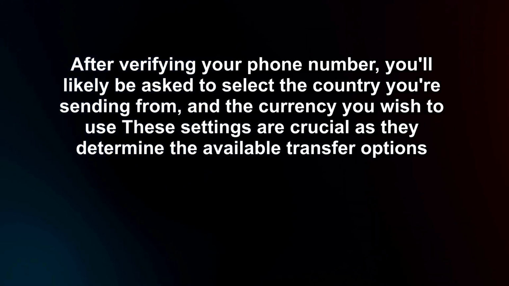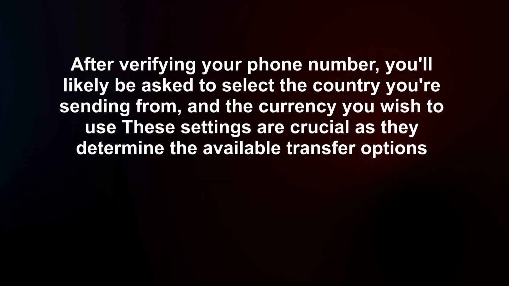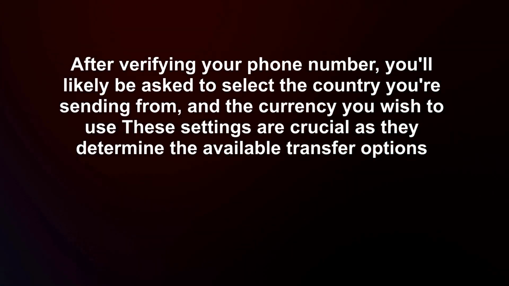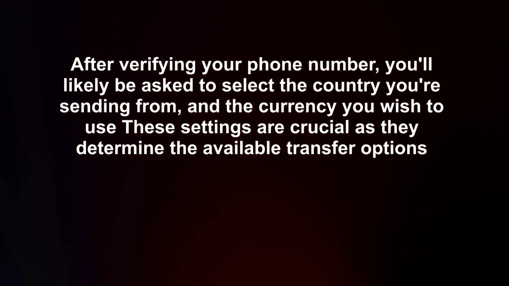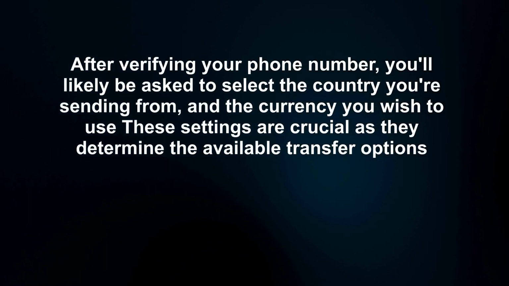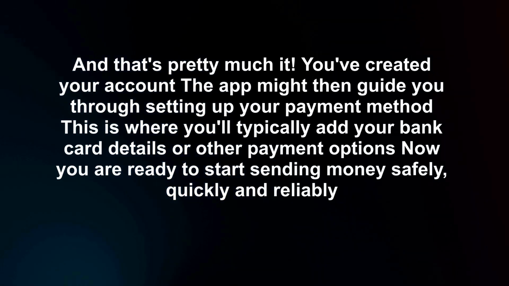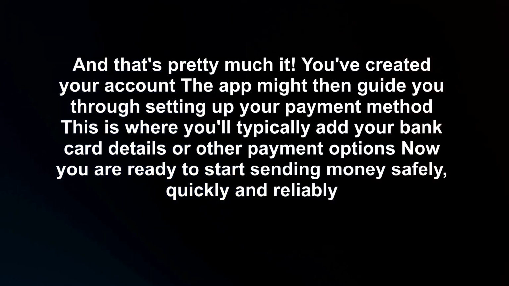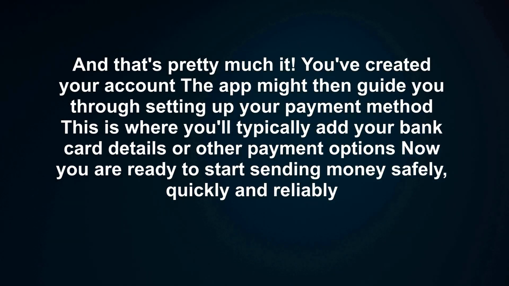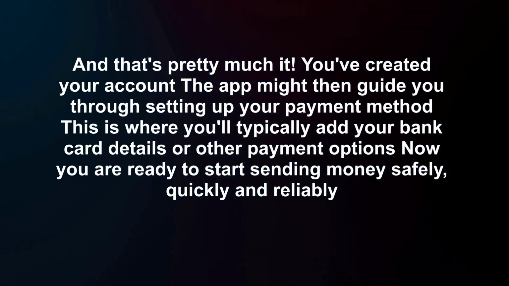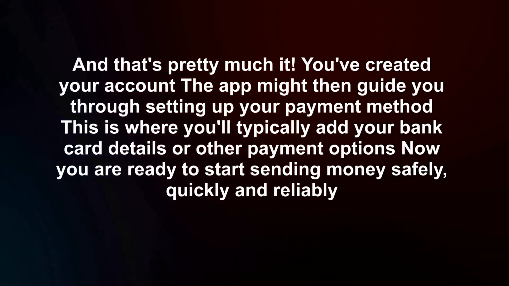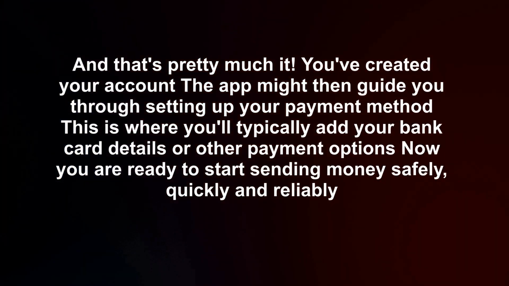After verifying your phone number, you'll likely be asked to select the country you're sending from and the currency you wish to use. These settings are crucial as they determine the available transfer options. And that's pretty much it. You've created your account. The app might then guide you through setting up your payment method. This is where you'll typically add your bank card details or other payment options. Now you are ready to start sending money safely, quickly and reliably.